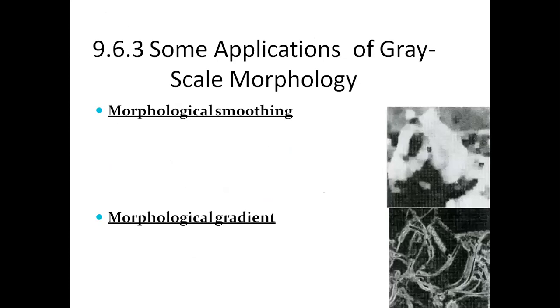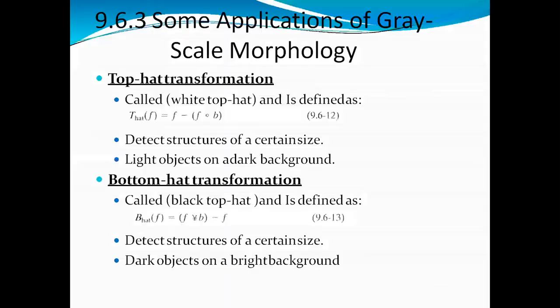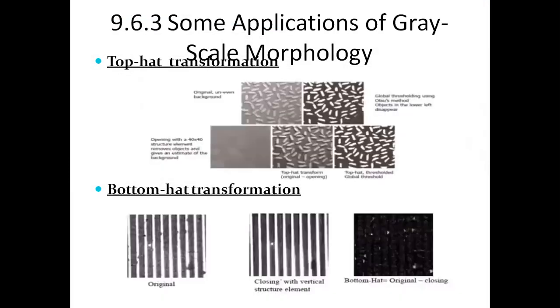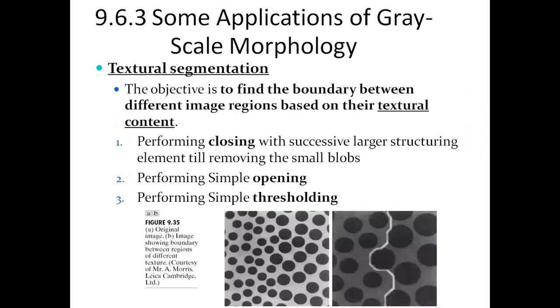Among the morphological applications shown here are morphological smoothing, morphological gradient, and the top hat transformation, also called white top hat, which detects structures of a certain size, such as light objects on a dark background. The bottom hat transformation is also called black top hat. It detects structures of a certain size, such as dark objects on a bright background. I have shown figures of the top hat and bottom hat transformations here. The remaining application is textural segmentation.